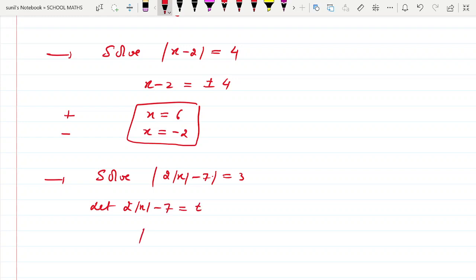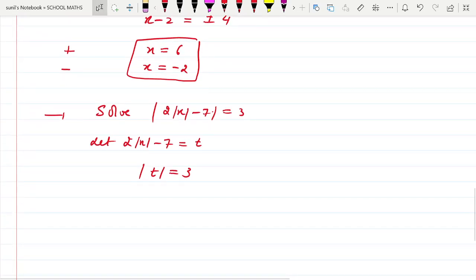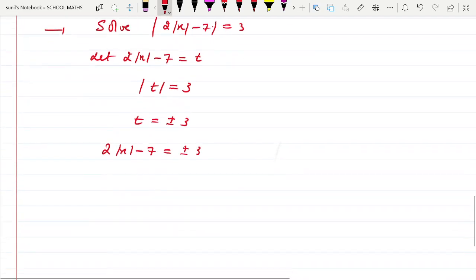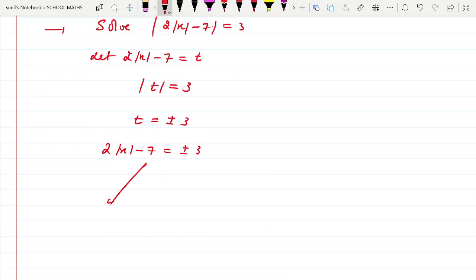Now what does this question become? Mod t is equal to 3. So again we can write t is equal to plus minus 3. Now what is t? T is 2 mod x minus 7, which is plus minus 3. So solving in two cases, 2 mod x minus 7 is equal to 3, and 2 mod x minus 7 is equal to minus 3.